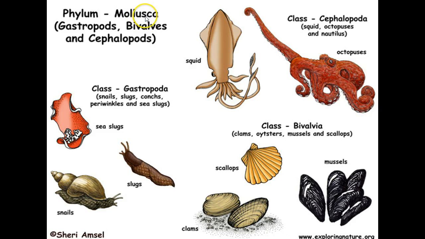And now these are the mollusk. Mollusks is the English word for mollusca, which is the Latin. These are considered gastropods, bivalves, and cephalopods. But basically, all you have to know is the examples of what a mollusk could look like. It could be a squid, it could be an octopus, it could be mussels, scallops, clams, slugs, snails, or sea slugs.